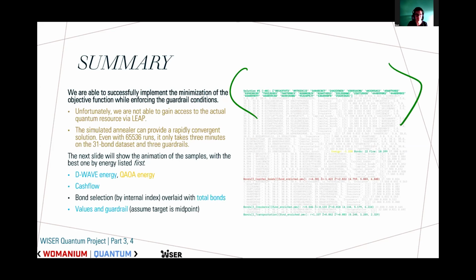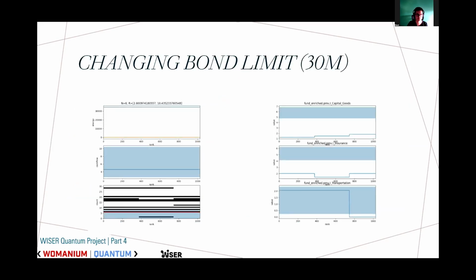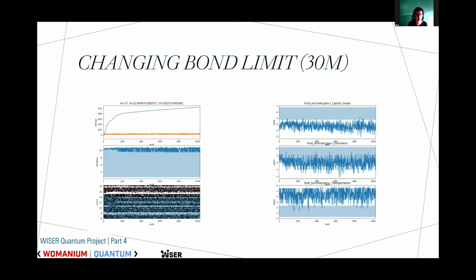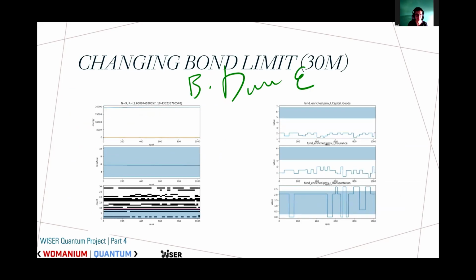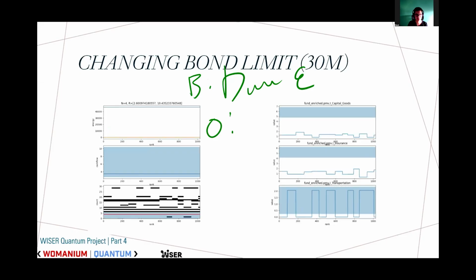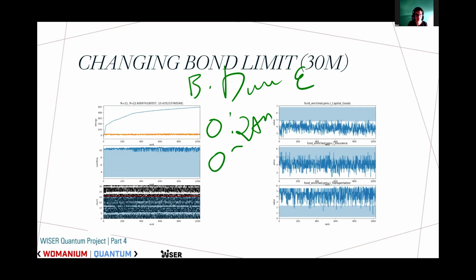We're able to successfully minimize the objective function given the guardrail conditions, and it has demonstrated scalability at 65K runs and 31 bonds. It's able to run in only 3 minutes. This shows our D-Wave implementation is working. In the next few slides, this is our bond limit. Over there, blue is the D-Wave energy. The orange is the QAOA objective function.